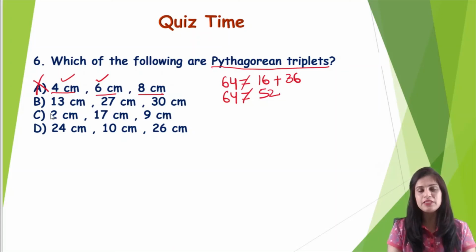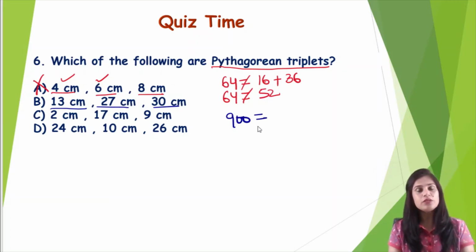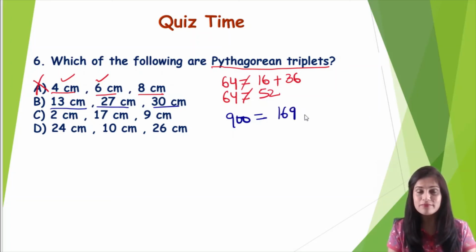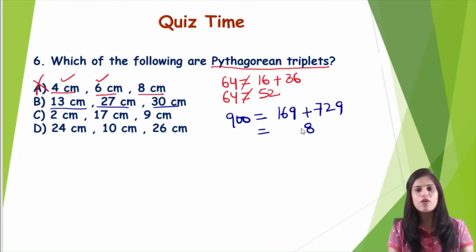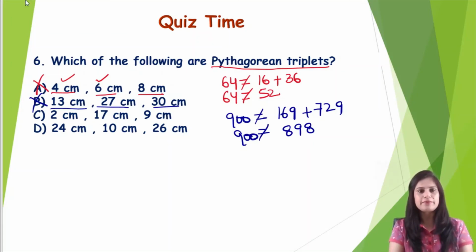Try for option B. Okay, in option B, you can see the three sides as 13, 27 and 30. Biggest is 30, square of 30, 900. Are they equal to the sum of the squares? 13 square means 169 and 27 square is 729. Let's check their sum. No, they are not equal, so option B is also not there.